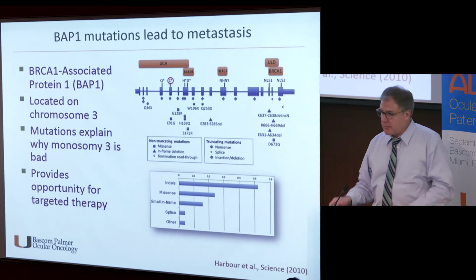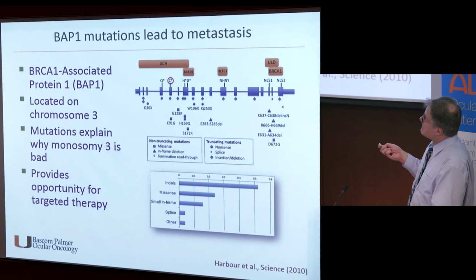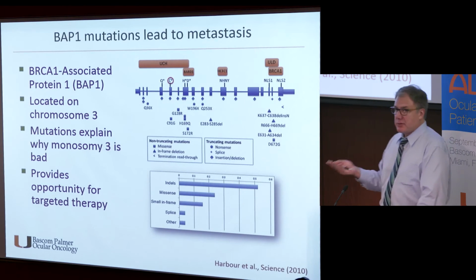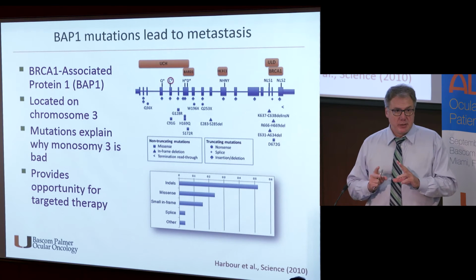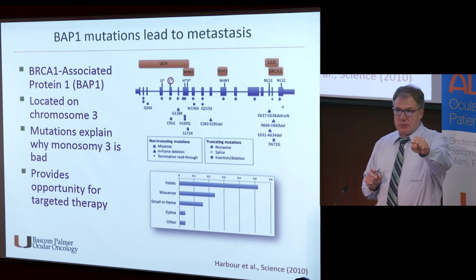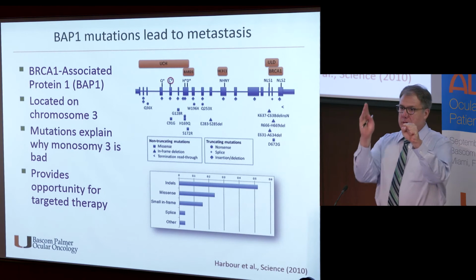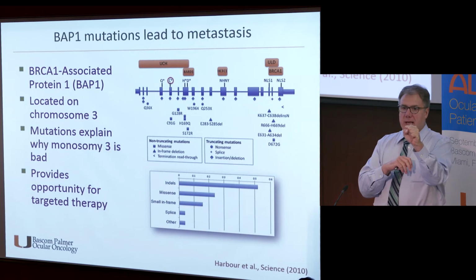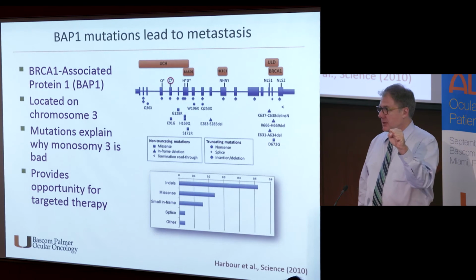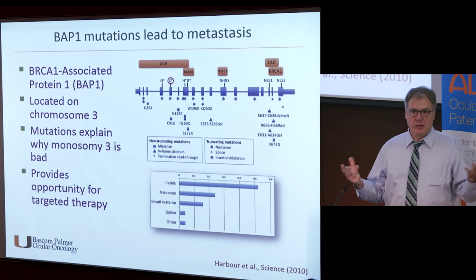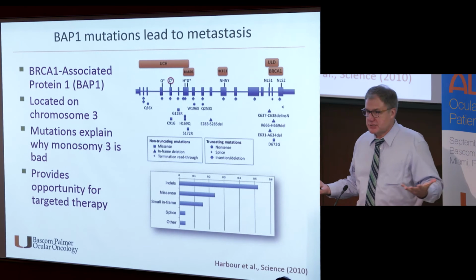Now, the BAP1 mutation explains why monosomy 3 is important, because this gene is on chromosome 3. So you mutate or damage one copy of BAP1, from either your mom or your dad, and then the copy you got from the other parent gets lost. Now you don't have any BAP1, and you can't prevent the cancer from metastasizing.